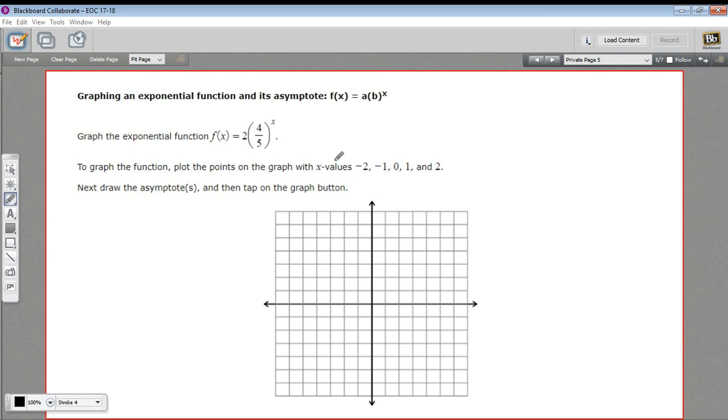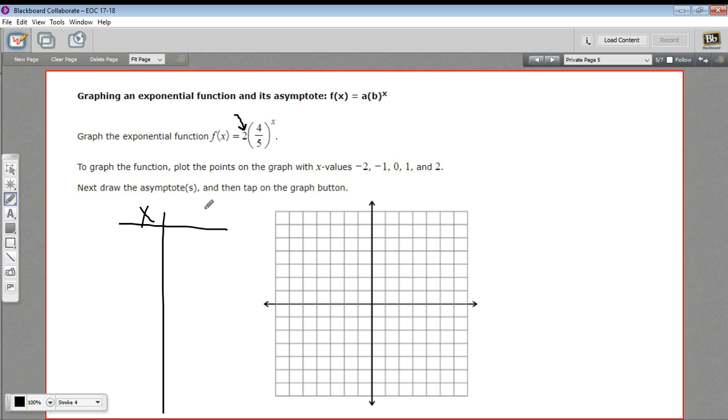In this problem, we are graphing an exponential function, and this time we have an additional number here, a constant multiplied by our thing that we're raising to the x power. But we're going to go about this in the same way that we would plot any exponential function. We're going to make a table of values. We're going to try to figure out where the asymptote is and draw that in, and then try to sketch a graph. So let's make our table of values here.